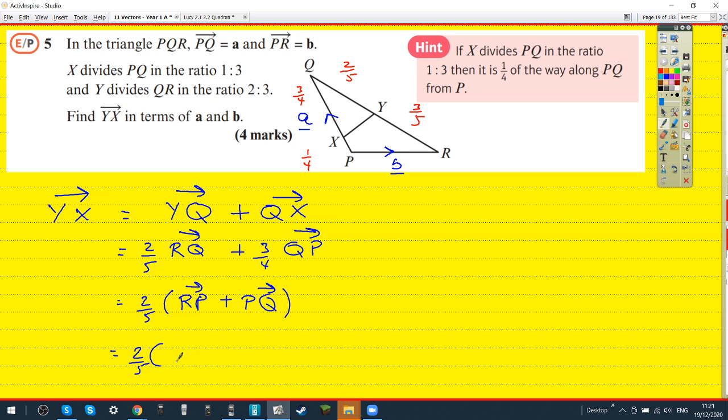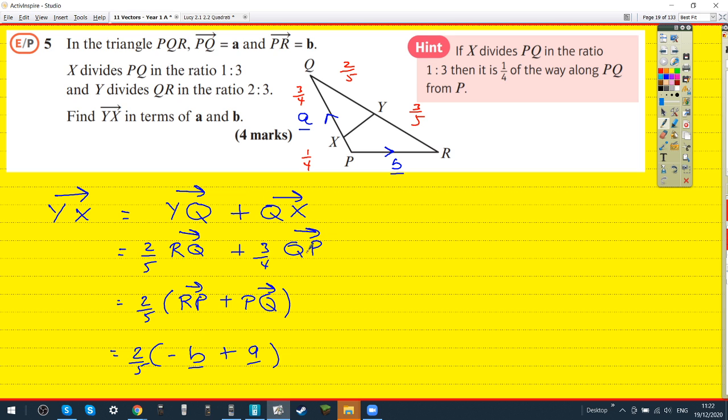R to P is B. P to Q is just A. And R to P is against the arrow, so it'd be minus B. Yes. So Y to Q is 2/5 of R to Q, and R to Q is R to P, P to Q, so it's 2/5 of minus B plus A. So we're traveling along B and A vectors. Okay, so we got R to Q.